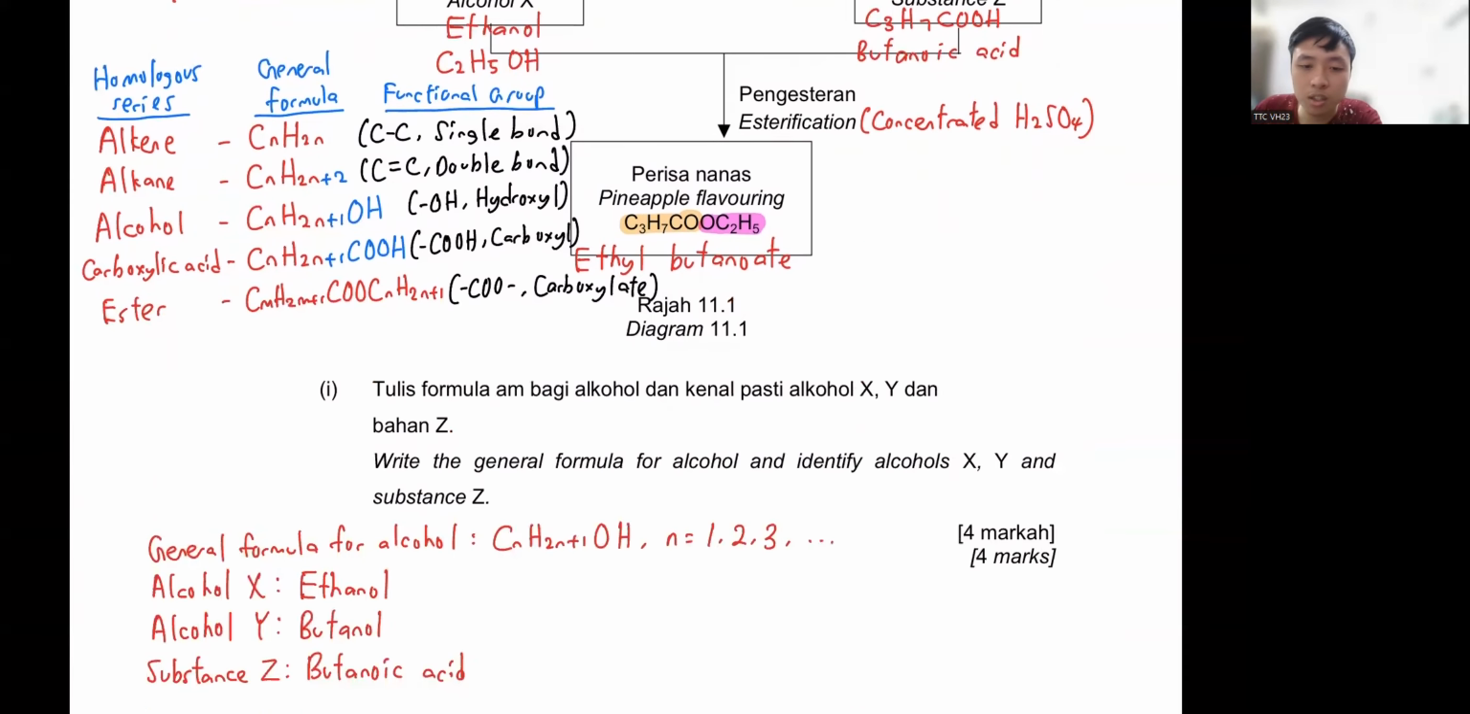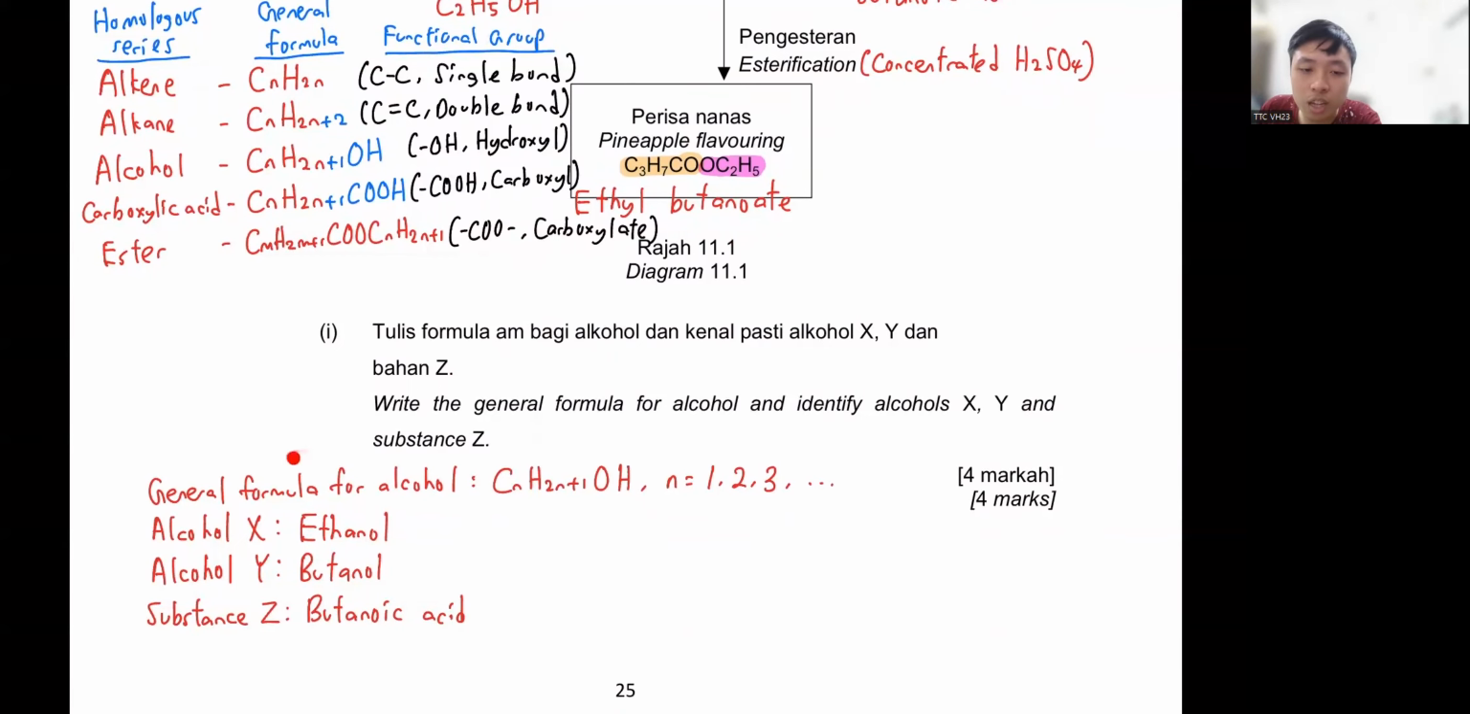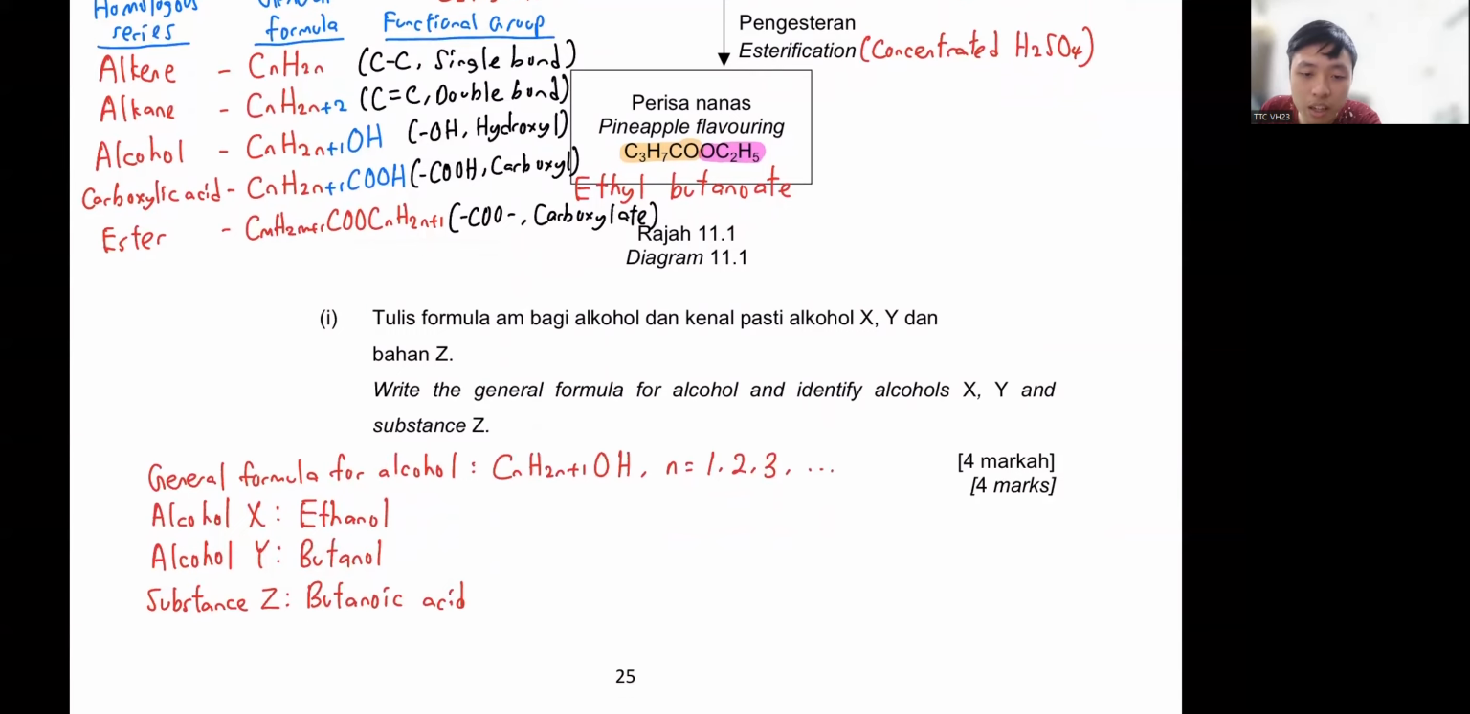So the general formula for alcohol. Remember, this is all the general formula, homologous series, functional group. You have to remember this. Important, in case they ask which one, you have to know. For alcohol it is CnH2n+1OH, where n starts from 1, 2, 3. Here n also starts from 1 for alkane and alcohol. Only alkene starts from 2, carboxylic acid starts from 0. Just in case. Then alcohol X is ethanol, alcohol Y is butanol, substance Z is butanoic acid.